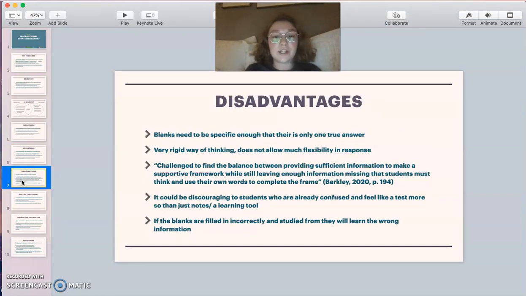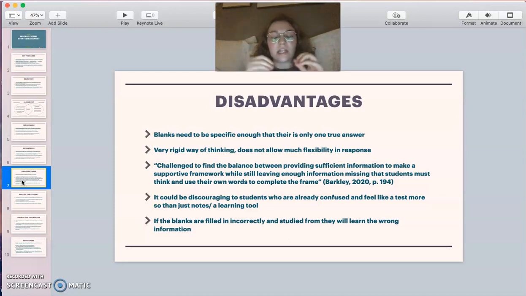A few disadvantages are that the blanks do need to be relatively specific in their answer. It's not like there's room for interpretation. It's more of a black and white system of term definitions or more specific words, and it can be a very rigid way of thinking. It doesn't allow a lot of flexibility in response in the same way that a reflective writing or a short answer kind of thing would. But I think that there's a time and place for that, and I think when it comes to notes, the flexibility is less important.